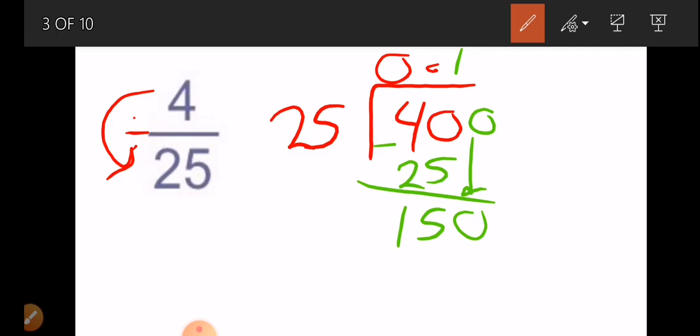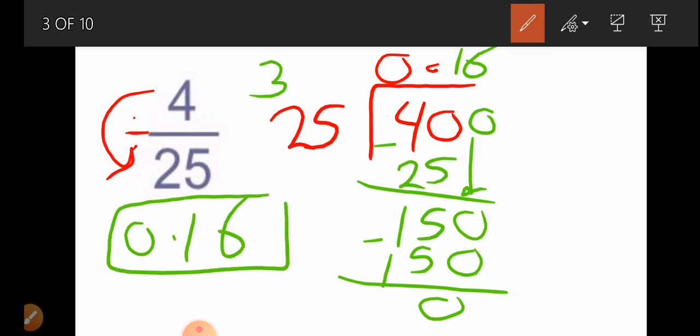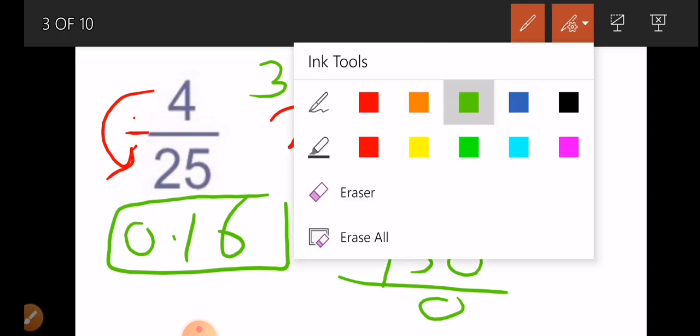Yes, in each 100 I have four 25s, so in the 150, with the 50, two 25s, so totally they are 6. 6 times 5 is 30, 6 times 2 is 12, and 3 is 15. So we got what? 0.16. It is the same answer as the other way. So we have a general rule for any fraction. If you want to get the decimal from it, divide the numerator by the denominator. You will get your decimal.